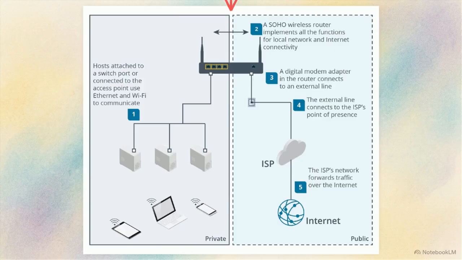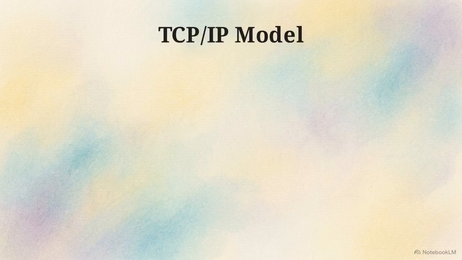Look at this network demarcation line. On the left is the private local area network, or LAN. On the right is the public Internet Service Provider cloud. For data to cross that boundary, it has to be structured and routed. That structure is defined by the TCP/IP model.